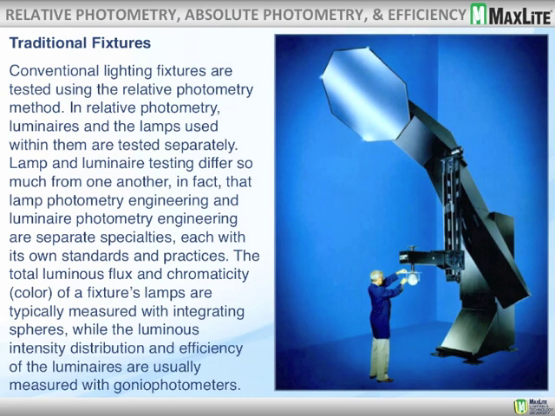There are other ways. Conventional lighting fixtures are tested using relative photometry. In relative photometry, luminaires and the lamps used within them are tested separately. Let's understand that.